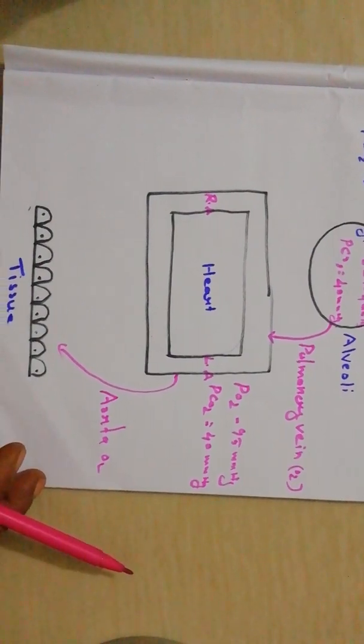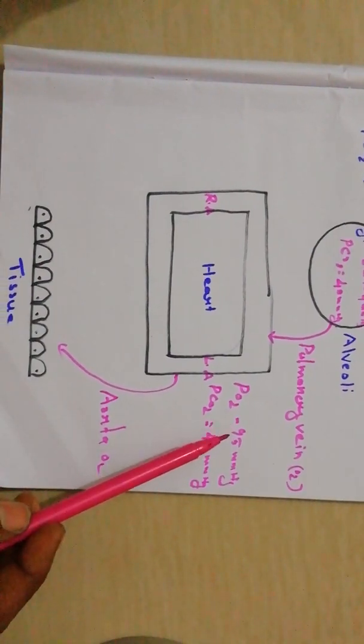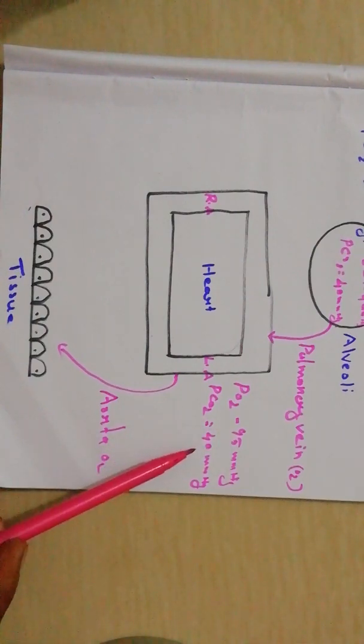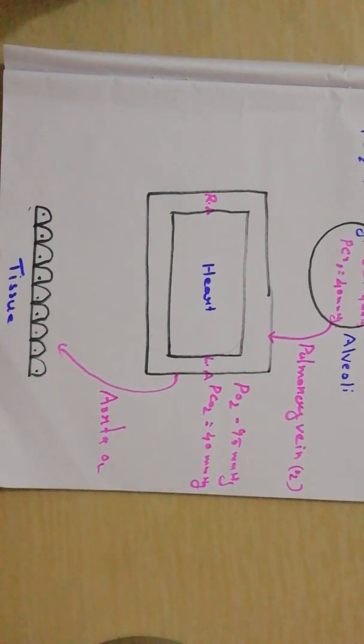So what happens here? Here the partial pressure is 95, so the oxygen level is more and CO2 is less, 40, right? In the tissues, which content will be more? The carbon dioxide level will be more, because oxygen is always utilized by the cells in metabolic processes, and finally carbon dioxide is produced in the tissues. So in the tissues, carbon dioxide level will be more and oxygen level will be less.